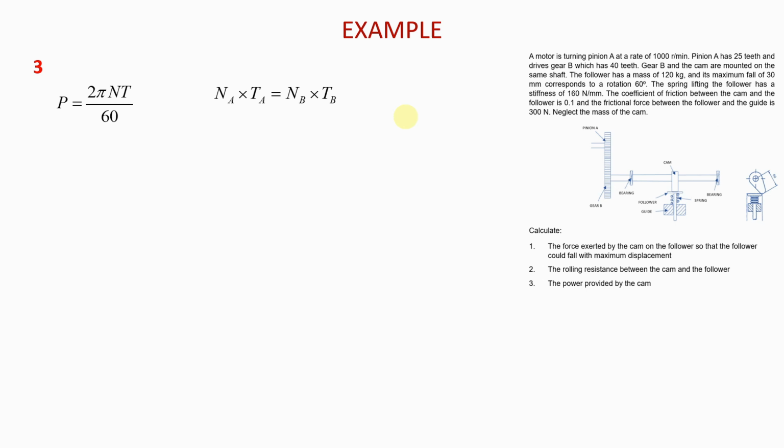So we can quickly plug in the numbers in this equation, and we can find that the RPM of gear B is 625 rotations per minute. So this is what gear B is rotating. This is the frequency of rotation of gear B, and because gear B and the cam are on the same shaft, this is the n value that we will use when calculating the power provided by the cam. The next thing we need to find to get the power is the torque.